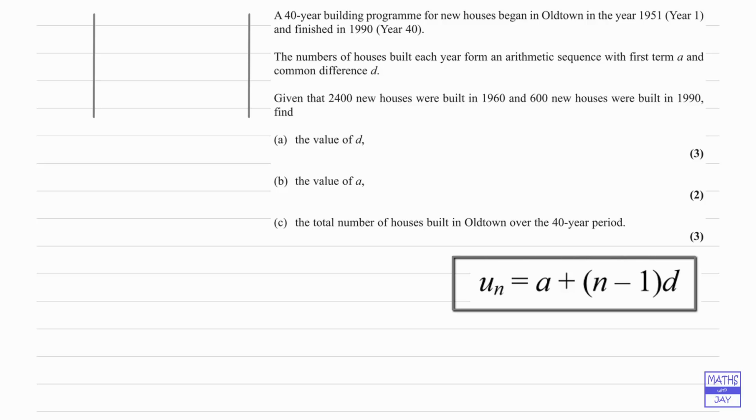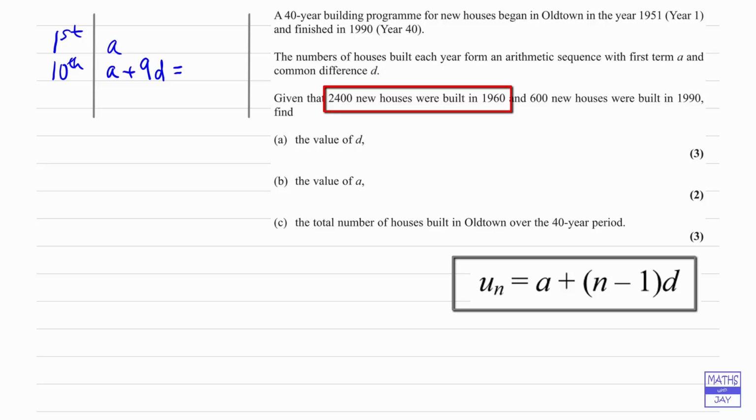So let's look at this here, let's look at the important years. So the first year, we know we've got A houses built, and we're also told that in 1960, so that's going to be, if 1951 is year 1, then 1960 must be the 10th year. So that's going to be A plus, and looking at our formula, n minus 1, so that's 9, so A plus 9 times D, and we're given what that is. We're told that's 2,400.